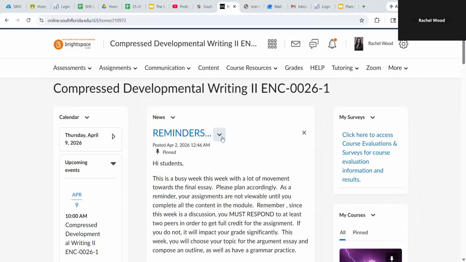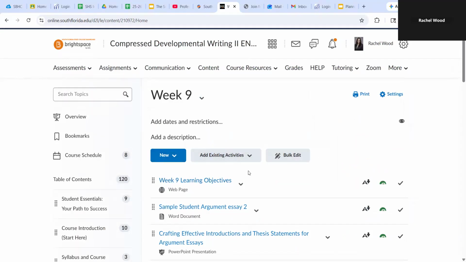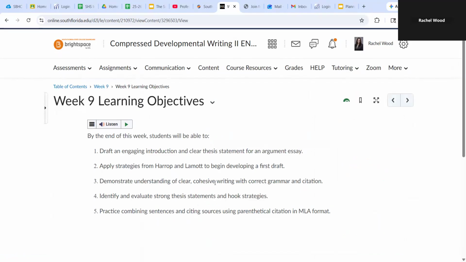Okay, you will see now that I am in the home screen for week 9. I'm going to go to content in week 9 for you, and you will see that we have our learning objectives for the week.